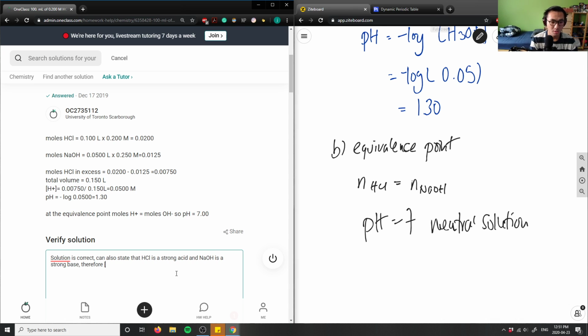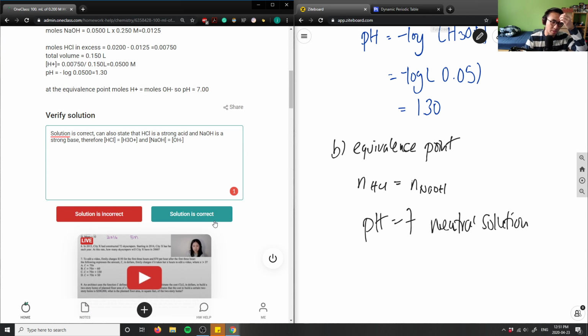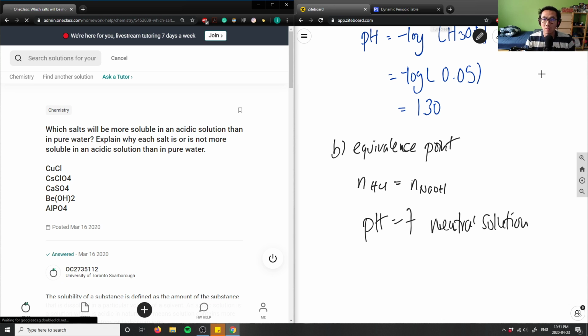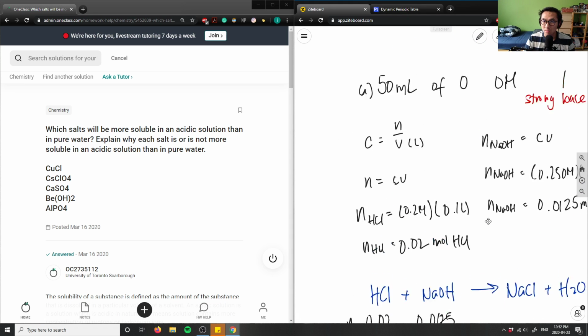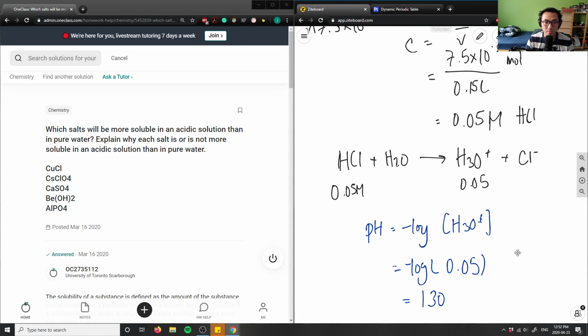Therefore, the concentration of HCl would equal the concentration of H3O+, and the concentration of NaOH equals the concentration of the hydroxide ion here. Good. The solution here is correct. Okay, that was a long question. So that was 7. I think we can probably do one more here.